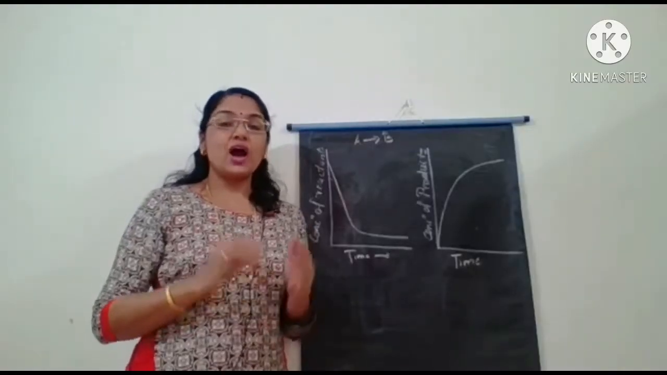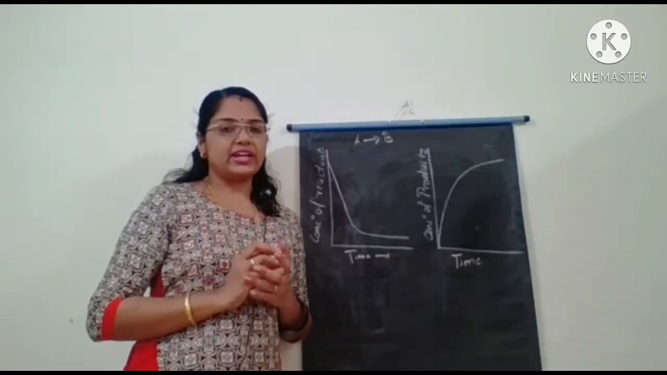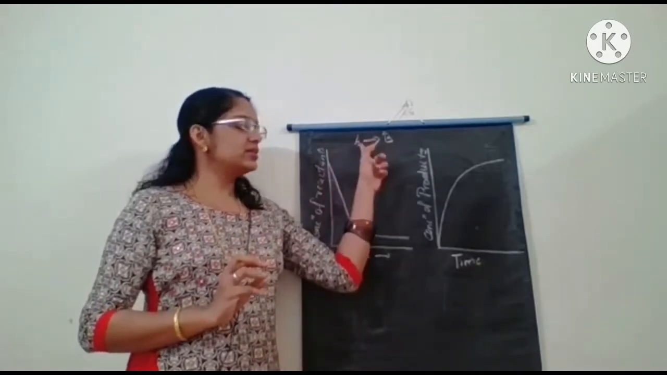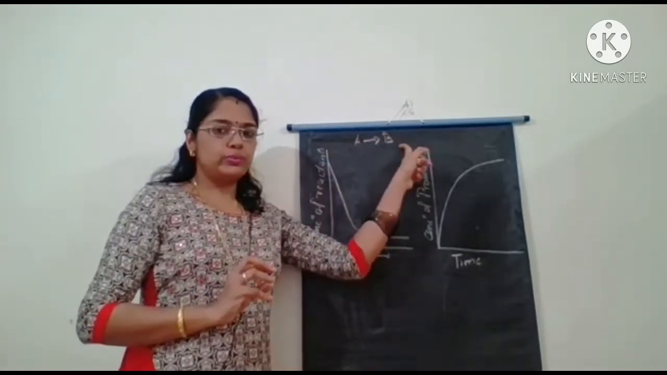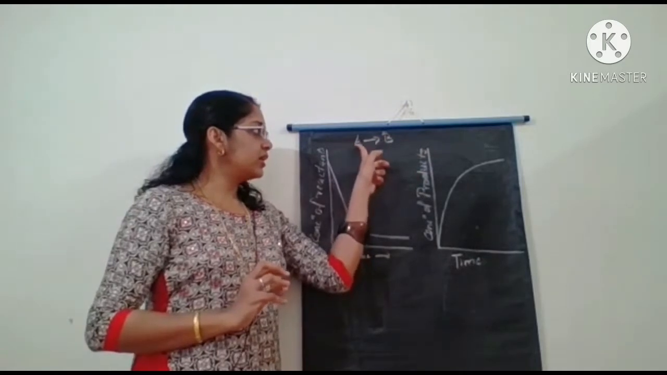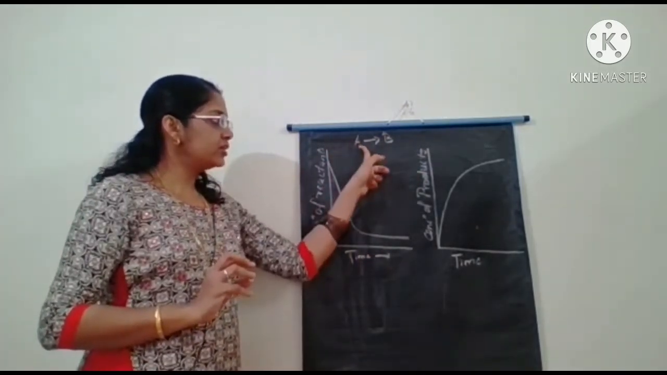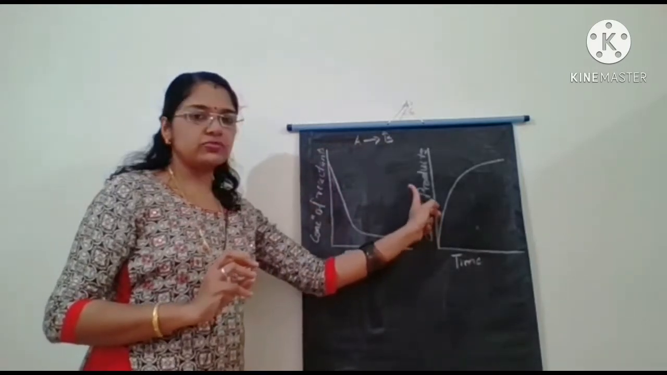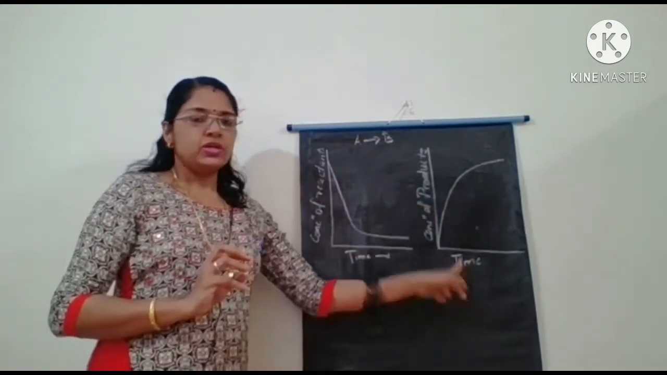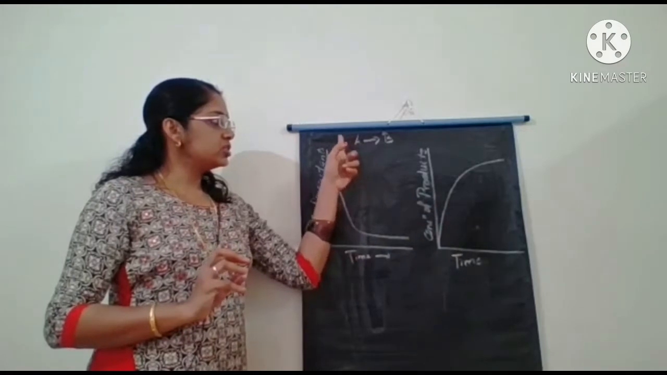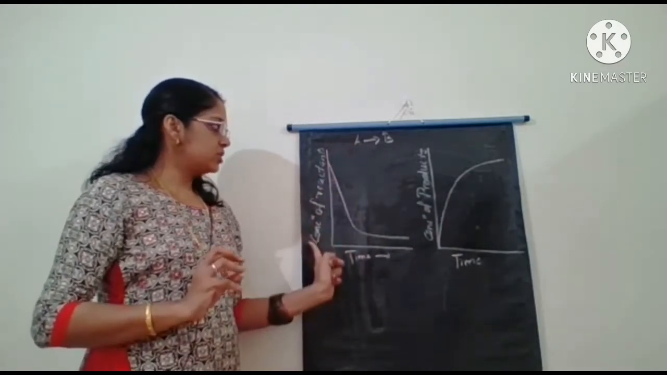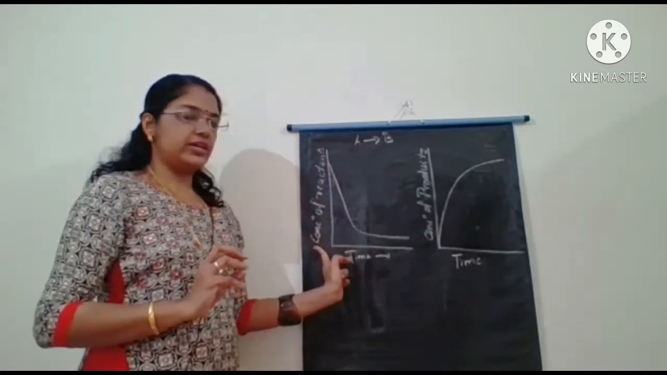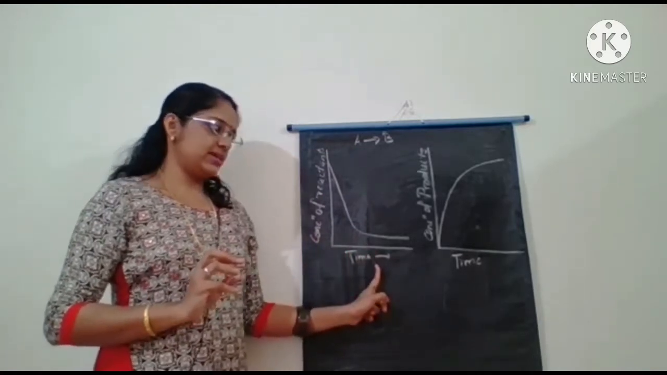Next, we can discuss how to plot the rate of chemical reactions graphically. So consider this reaction, that is A to B. Here, we can plot graphically either the concentration of the reactant versus time or the concentration of the product versus time. In terms of concentration of reactant versus time, the concentration of reactant is plotted on the y-axis and time is plotted on the x-axis.